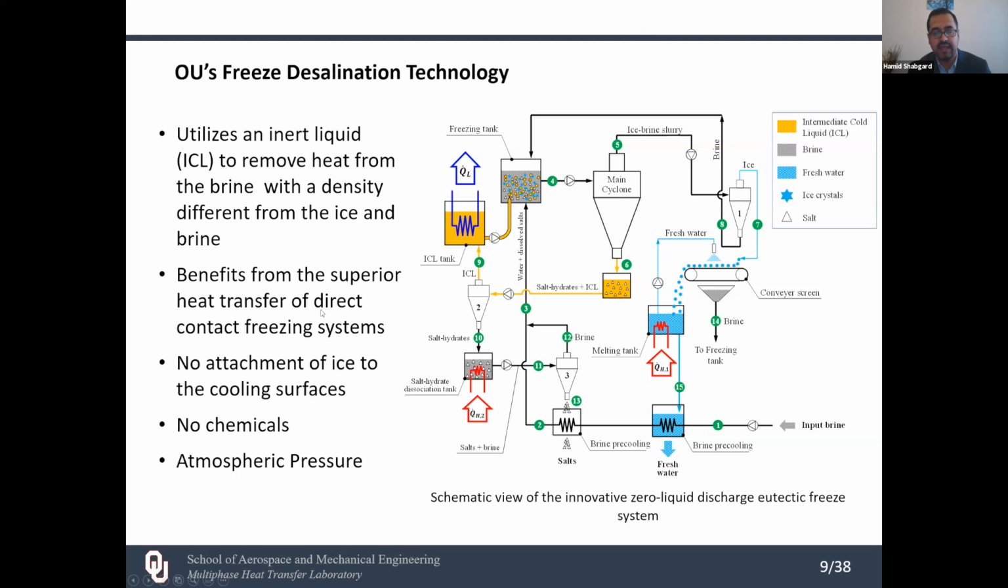So this has the benefits that direct cooling methods offer, that is large heat transfer, and at the same time, since there are no solid surfaces between the refrigerant and the brine, the ice is just suspended in the solution, and it's much easier to separate. And we do not use any chemicals in this process, and the entire system works at almost atmospheric pressure or very close to atmospheric. That makes the process very easy to manage.